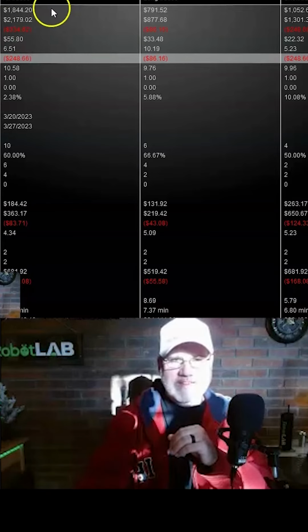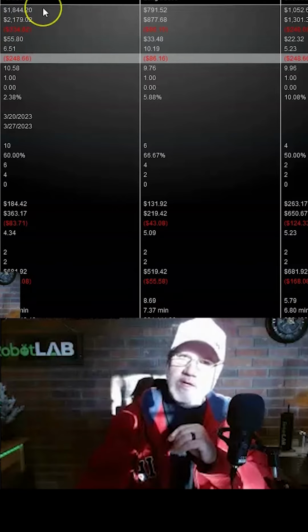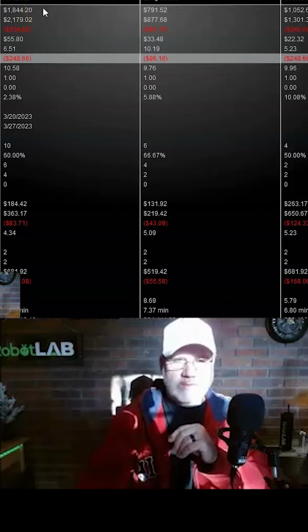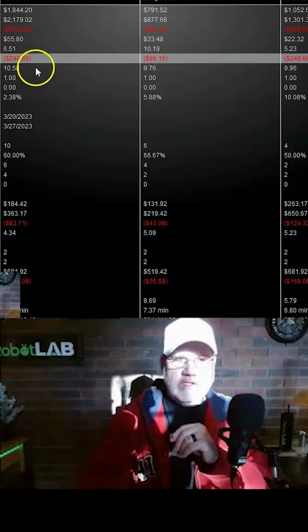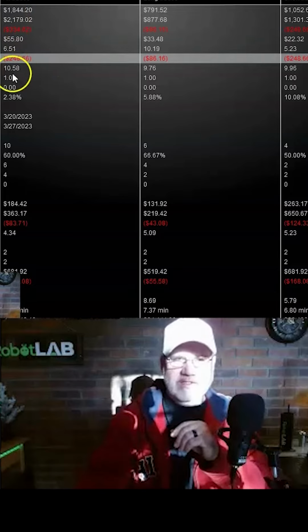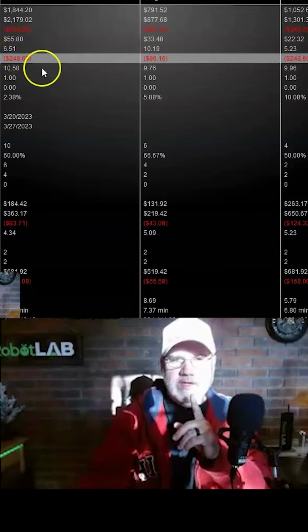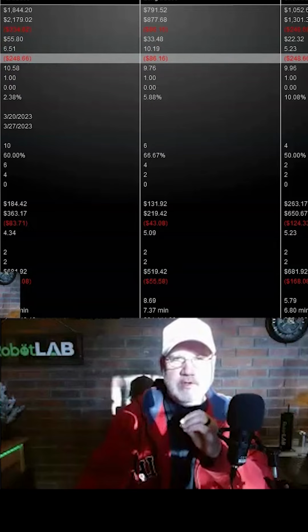$1,844, right? Check this out. $1,844 Friday, trading one contract per entry. And we do have two entries, maybe even up to three, but generally about two. Check out this Sharpe ratio, 10.5. Check out the profit factor, 10 on the long side, a measly, paltry 5.23 on the short side.